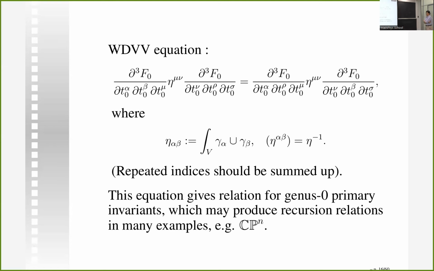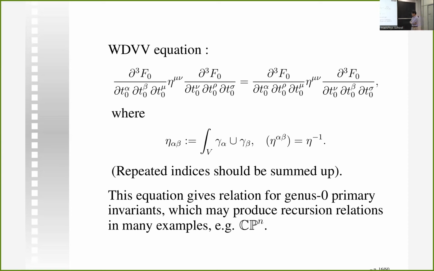And of course, it actually gives the associativity for the quantum cohomology for symplectic manifolds. So that's the form of the WDVV equation, a third order nonlinear system of partial differential equations. Here it involves a quantity eta, which is just the intersection pairing on the manifold. We also use upper indices for the entries of the inverse matrix of eta, to match up the different indices. I should also say the repeating index should be summed up.